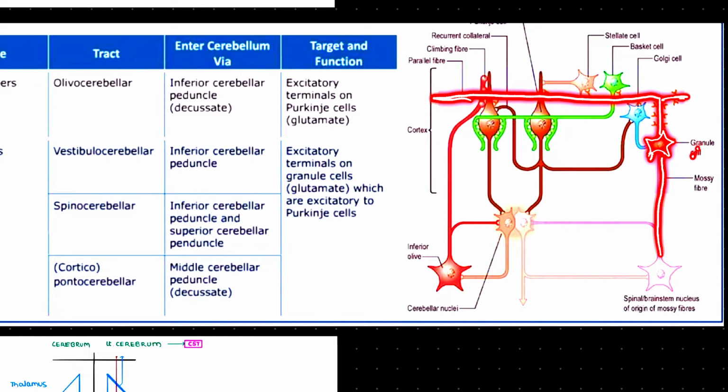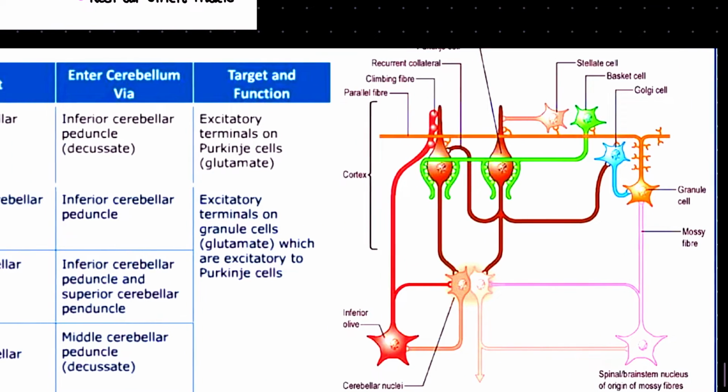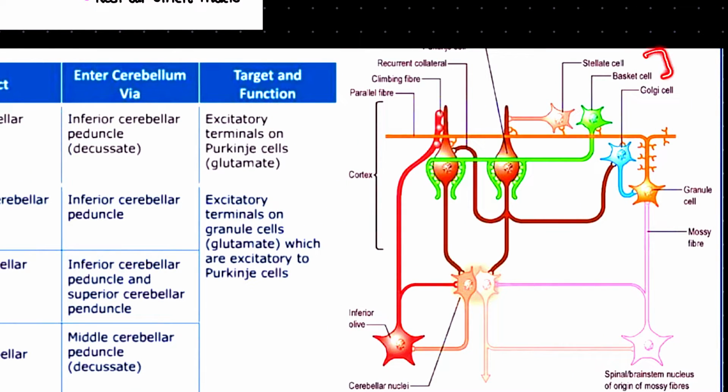Now this parallel fiber from the mossy fiber will further excite different cells in the cortex. For example, the outer molecular layer consists of stellate and basket cells, and they are going to excite these also, right? And the inner, we have Golgi cells, they are going to excite them also, right? And similarly the Purkinje cells. The Purkinje layer consists of Purkinje cells. Eventually the parallel fiber will come here and excite these Purkinje cells also.